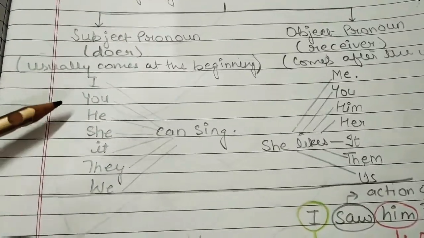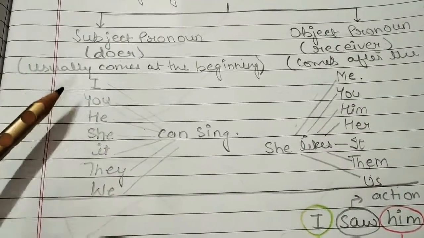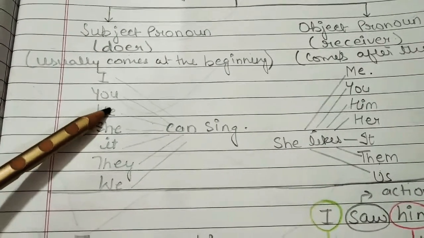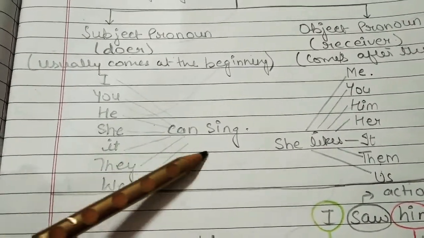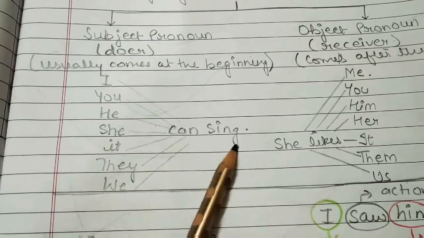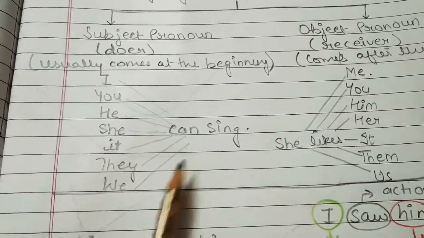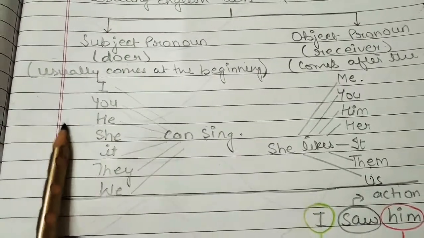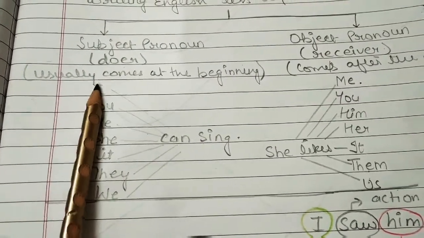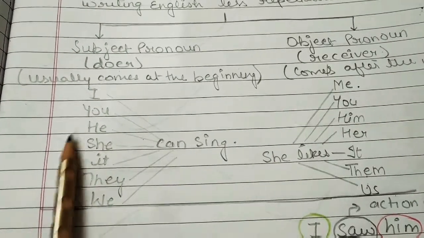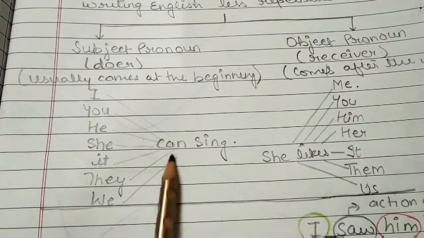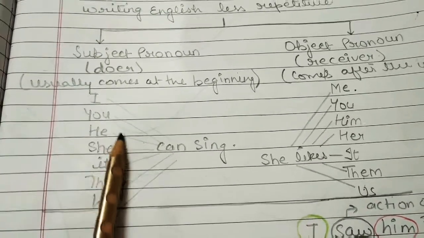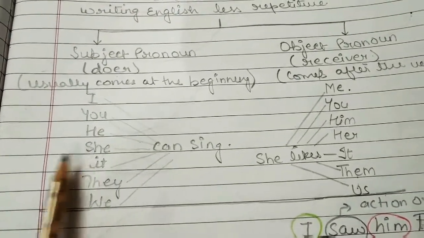So as I have told you, subject pronouns usually come at the beginning of the sentence. Like I can sing, you can sing, he can sing, she can sing, it can sing, they can sing, we can sing. As you are noticing here, these are the words that are doing something. So this is the thing, singing or can sing, and these are the words that are doing. So these are the doers.